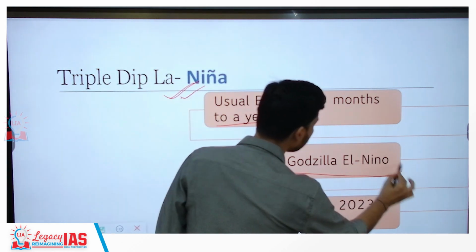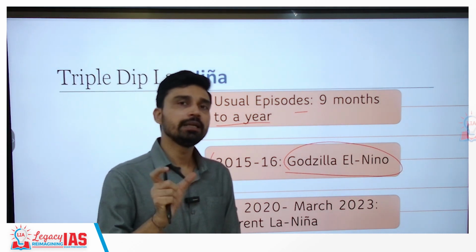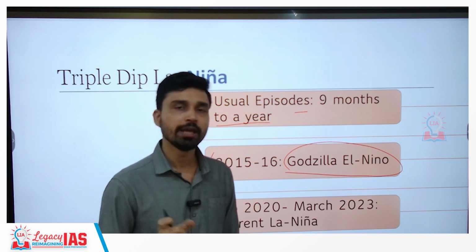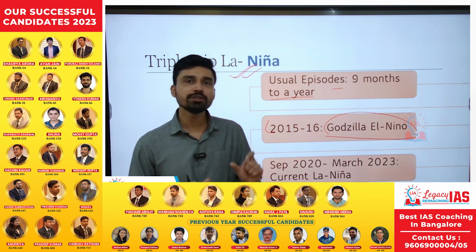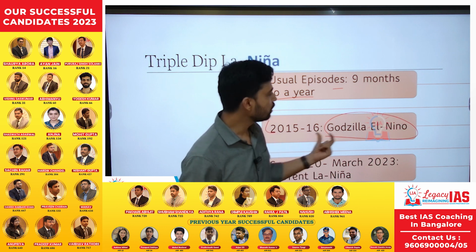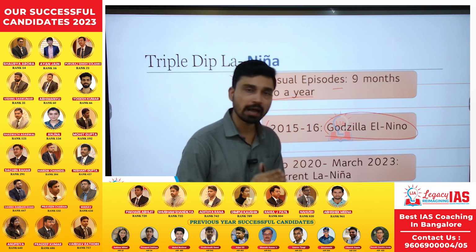2015-16 was a time of Godzilla El Niño. Godzilla El Niño refers to a situation where the temperature difference is much higher than even the normal El Niño condition. As we have discussed, generally the temperature difference between the Eastern Pacific and Western Pacific is 5 degrees Celsius, but in Godzilla El Niño, this temperature difference can be 2 to 3 degrees Celsius, even higher than this.